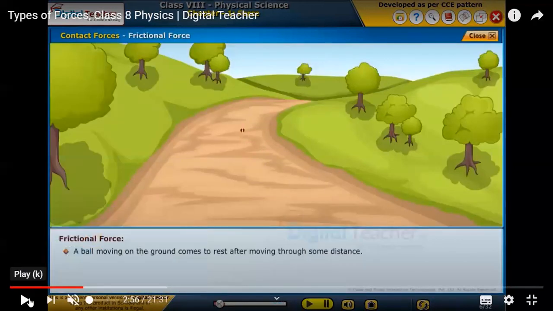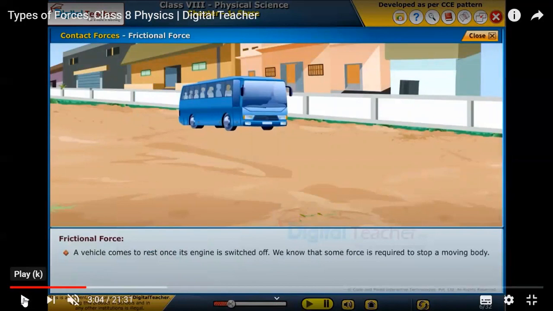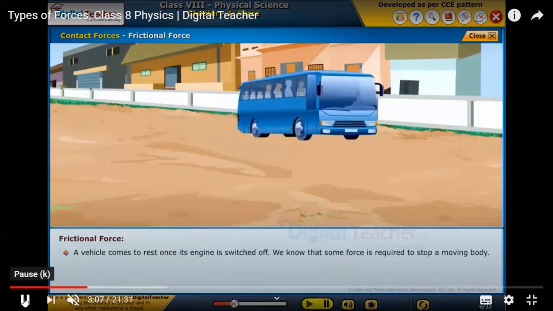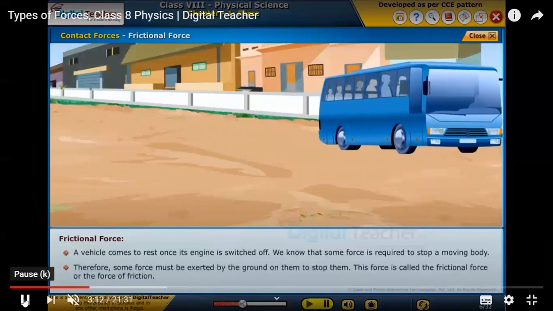Frictional force. A ball moving on the ground comes to rest after moving through some distance. It's a frictional force. A vehicle comes to rest once its engine is switched off. We know that some force is required to stop a moving body. Therefore, some force must be exerted by the ground on them to stop them. This force is called the frictional force or the force of friction.